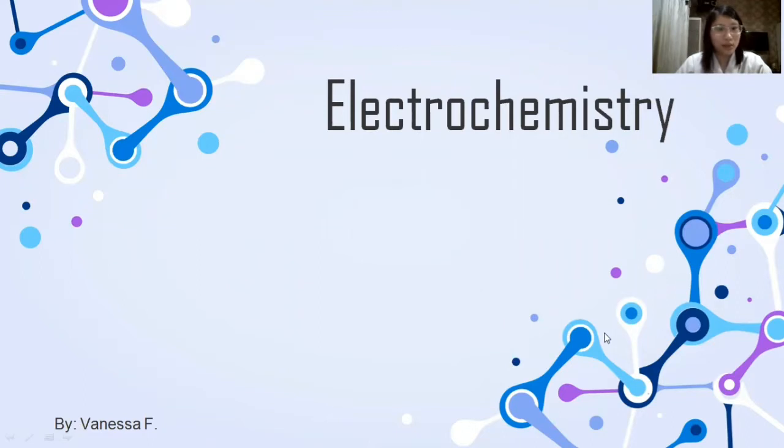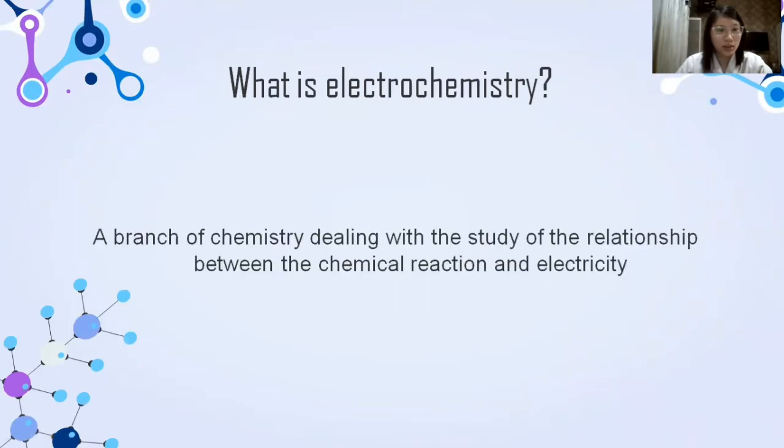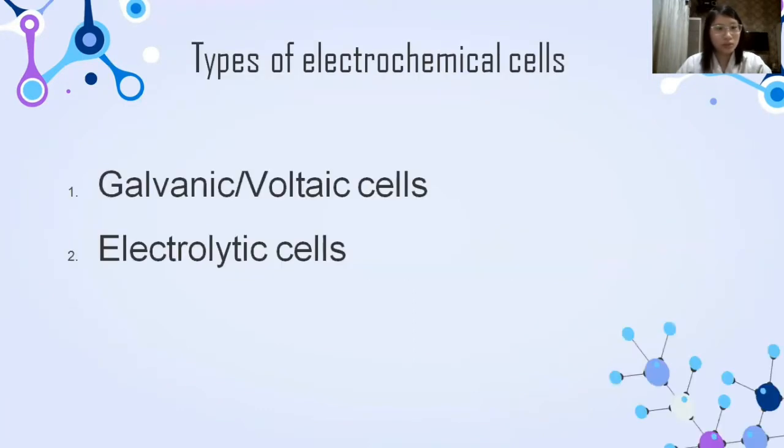Today I will be explaining to you about electrochemistry. So first of all, what is electrochemistry? Electrochemistry is a branch of chemistry dealing with the study of the relationship between the chemical reaction and electricity. Electricity can be generated by movements of electrons from one element to another in a reaction known as redox reaction.